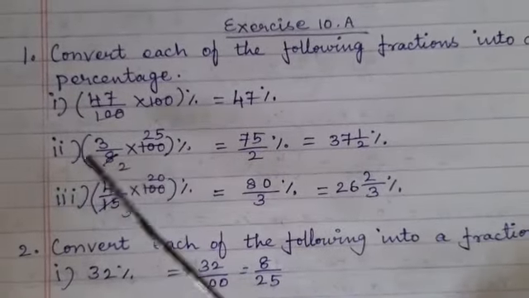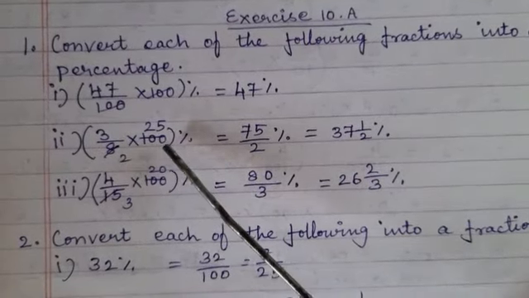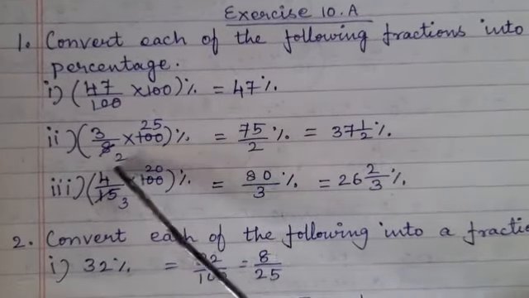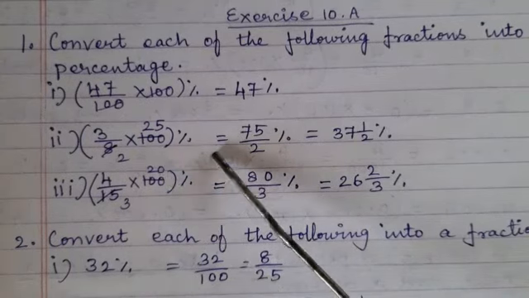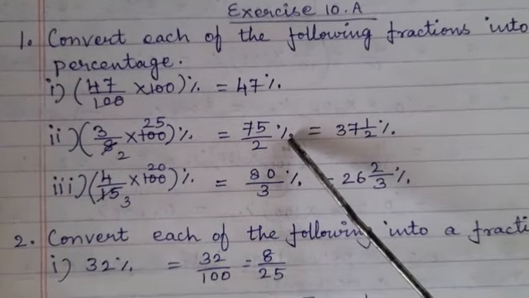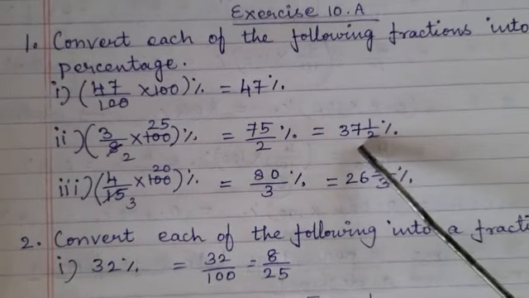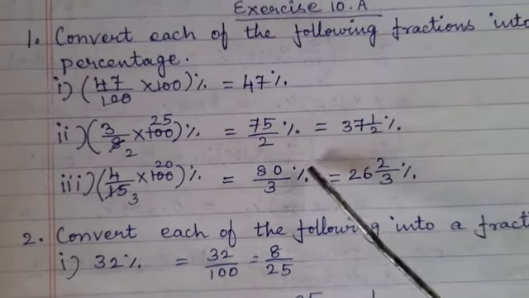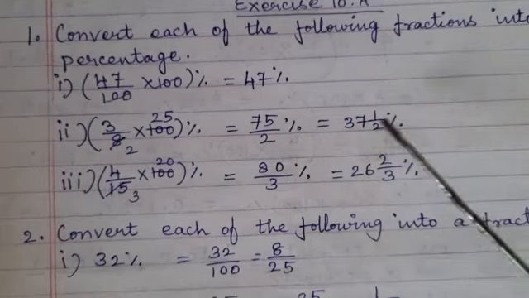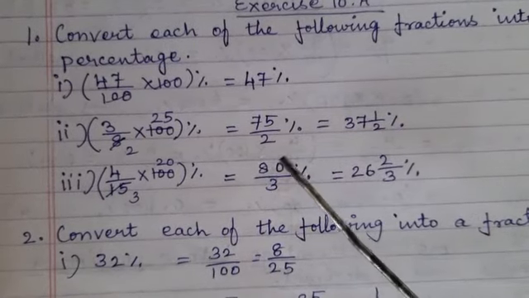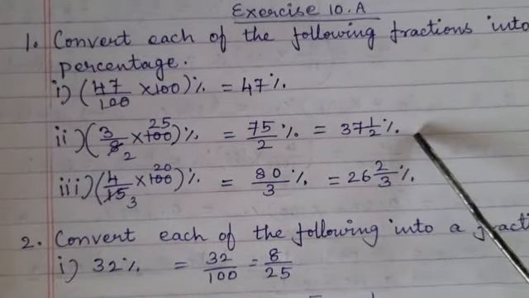Next, number 2. 3 by 8 multiplied by 100 percent. Do the simplification here. After that, you will get 75 by 2 percent. Convert into a mixed fraction, which is equal to 37 1 by 2 percent. Don't forget to put the percentage sign because you are converting the fraction into a percentage.